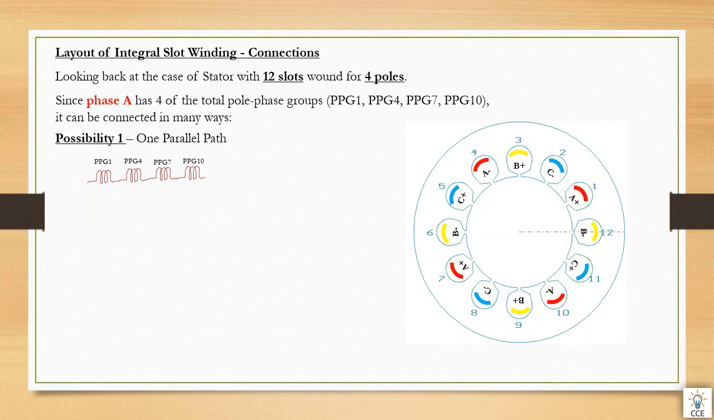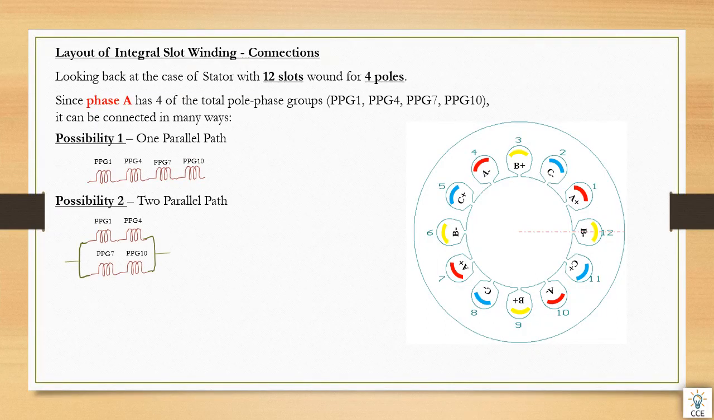So the first possibility is creating one parallel path. So what does one parallel path mean? It's a series connection among all the pole phase groups. So over here pictorially we can show that the four pole phase groups, that is ppg1, ppg4, ppg7 and ppg10, are all connected in series with each other.